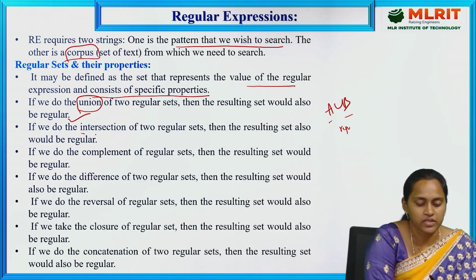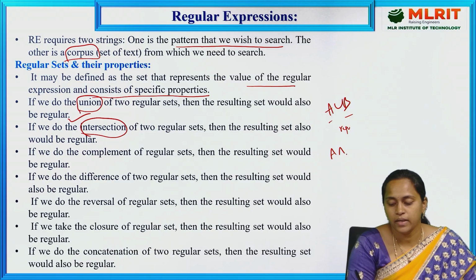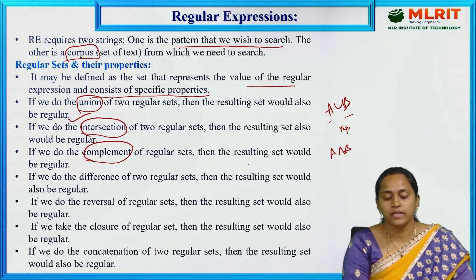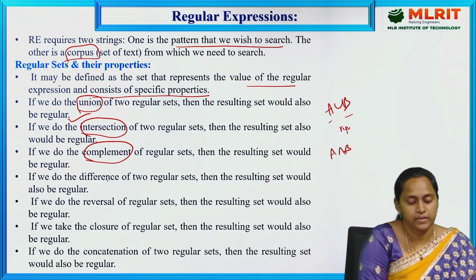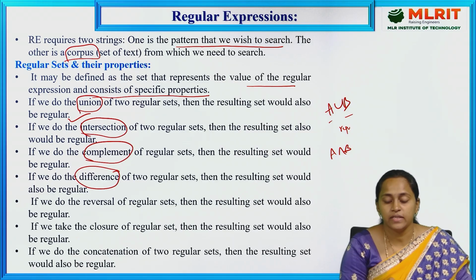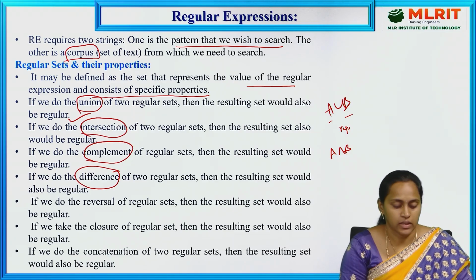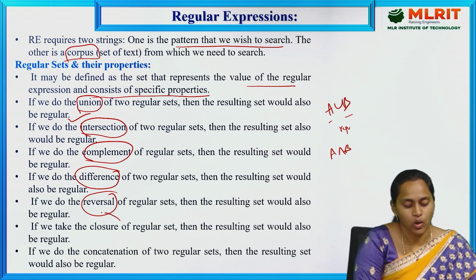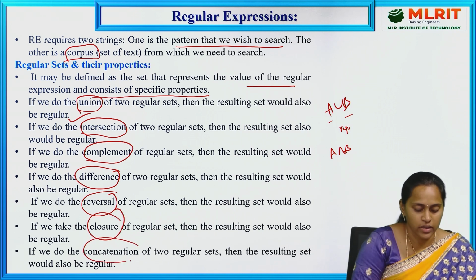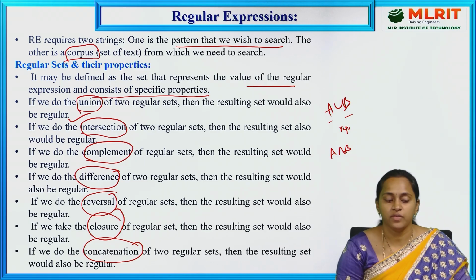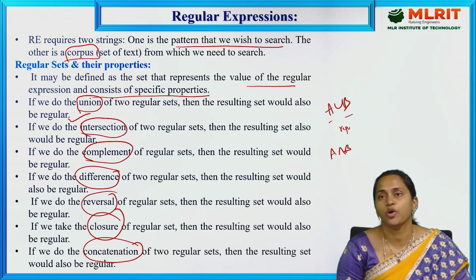Second one, intersection, A intersection B. Next, complement. The result set would also be regular. Next, difference: A and B are two regular sets, and the result set should also be regular. Next, reversal. Next, we can take the closure. Next, we can take the concatenation. Compulsorily, the result should be regular. These are all the properties of regular expressions: union, intersection, complement, difference, reversal, closure and concatenation.